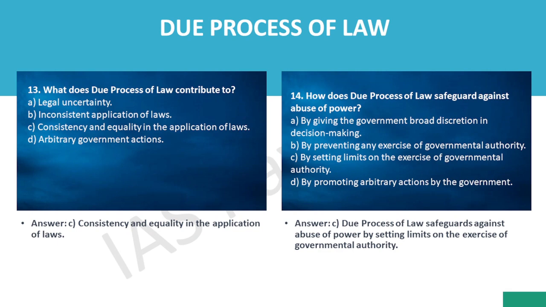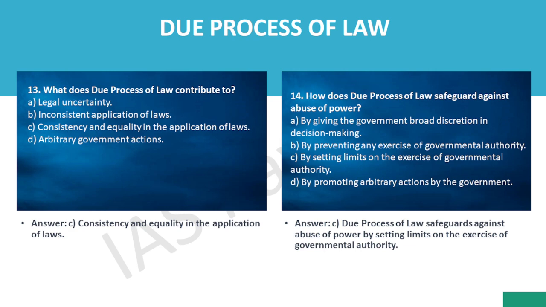13. What does due process of law contribute to? A. Legal uncertainty. B. Inconsistent application of laws. C. Consistency and equality in the application of laws. D. Arbitrary government actions. Answer: C. Consistency and equality in the application of laws.